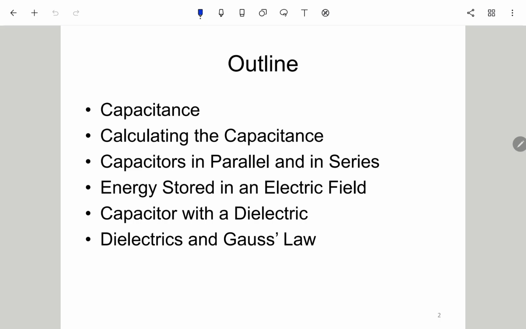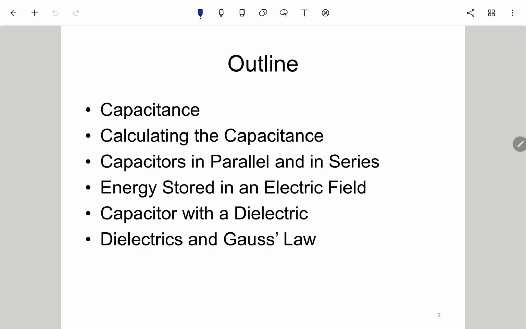Because the capacitor, actually we have learned the structure of the capacitor before in chapters 22 and 23, when we learned how to calculate the E field between the parallel plates. We will generate a constant E field between the parallel plates. And actually, as much as this structure generates an E field, it stores some energy in the E field.